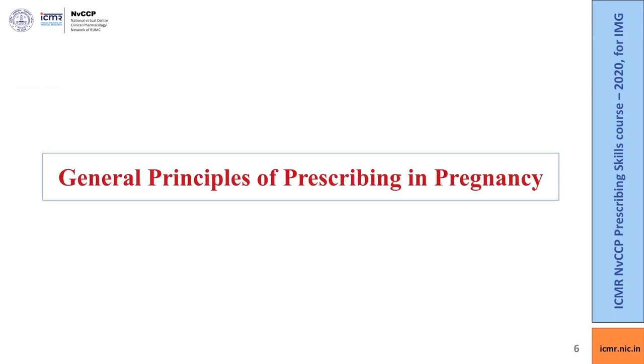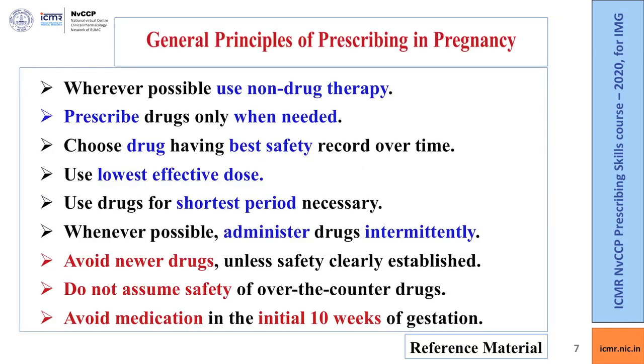Let us now look at the general principles of prescribing in pregnancy. These are as follows: wherever possible, use non-drug therapy, prescribe drugs only when needed, choose the drug having the best safety record over time, use the lowest effective dose, use drugs for the shortest period necessary. Whenever possible, administer drugs intermittently. Avoid newer drugs unless the safety is clearly established. Do not assume safety of over-the-counter drugs, and avoid medication in the initial 10 weeks of gestation. Please refer to the reference material for the list of drugs that have to be avoided during pregnancy.